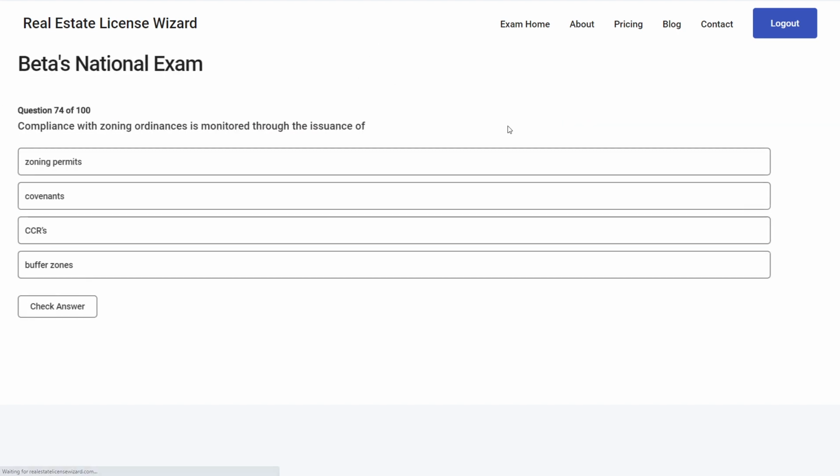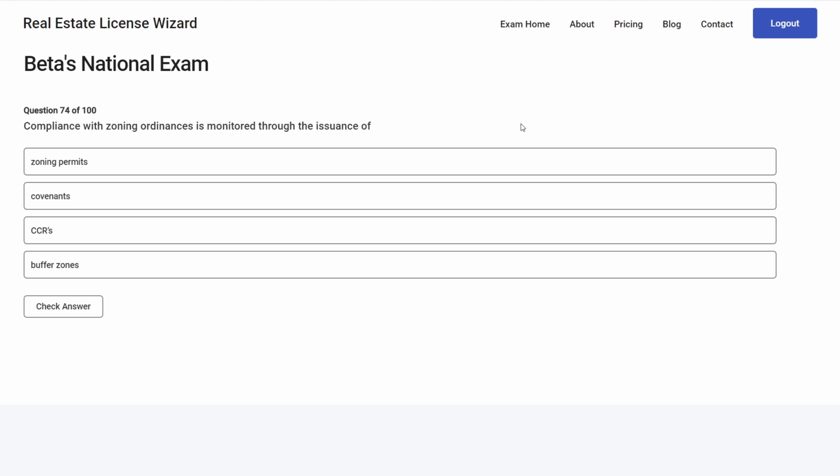Next question. Okay, 74. Compliance with zoning ordinances is monitored through the issuance of, is it zoning permits, covenants, CC&Rs, or buffer zones? Alrighty, so think that one over. Come up with a good answer. Give you guys a little time here.